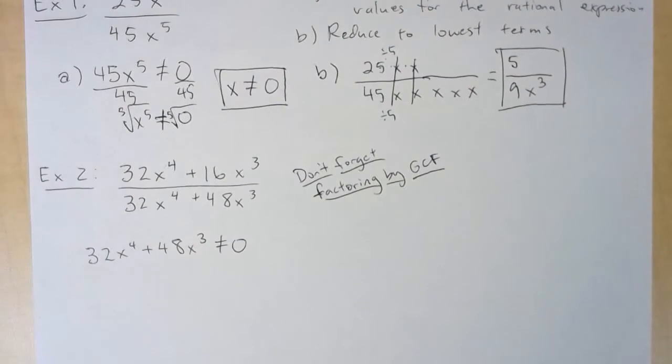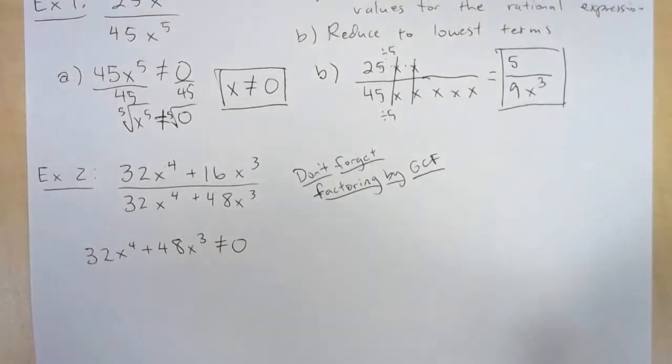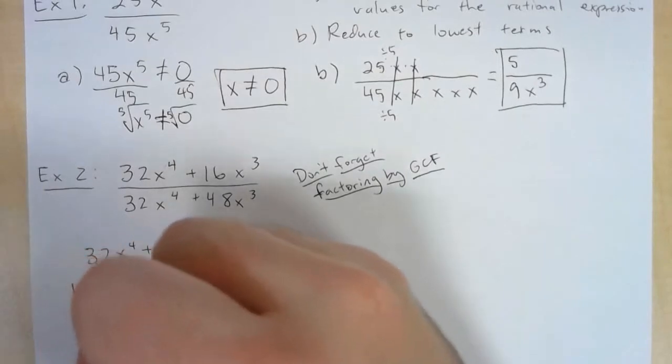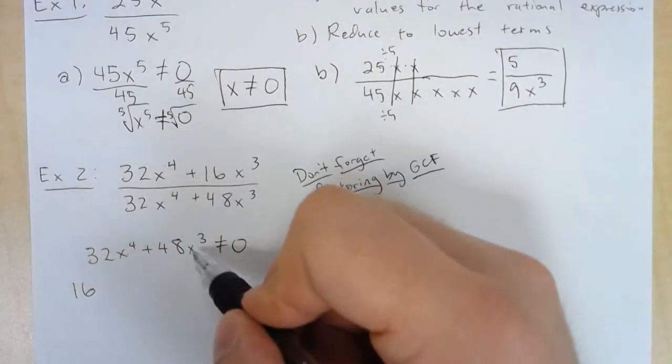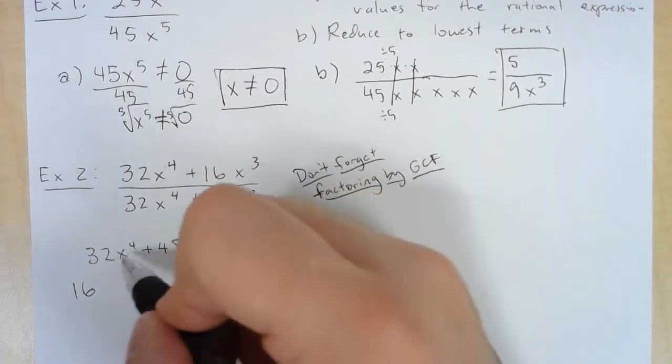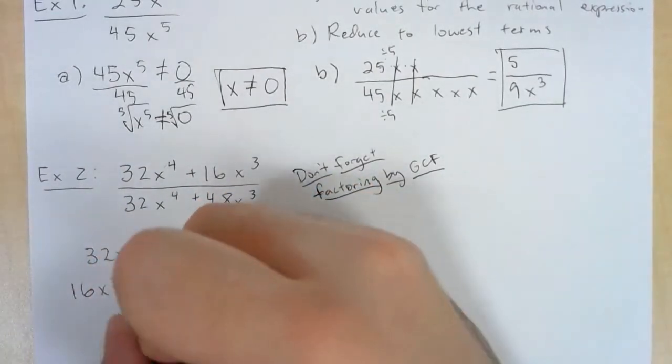So this is kind of a hard problem. So let's factor by GCF here. Let's see if that helps us. So we got 32 and 48. Let's see, 16 goes into both of those, so 16. We also have 4 x's here and 3 x's. Okay, so x to the 3rd can multiply by 1 to be here, and x to the 3rd can multiply by x to be here. So x to the 3rd is our greatest common factor.